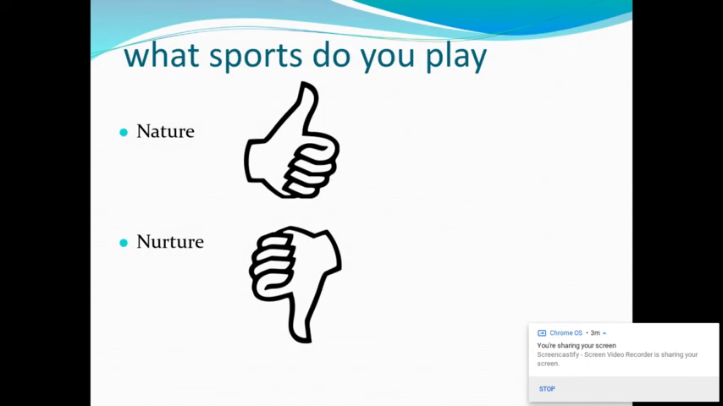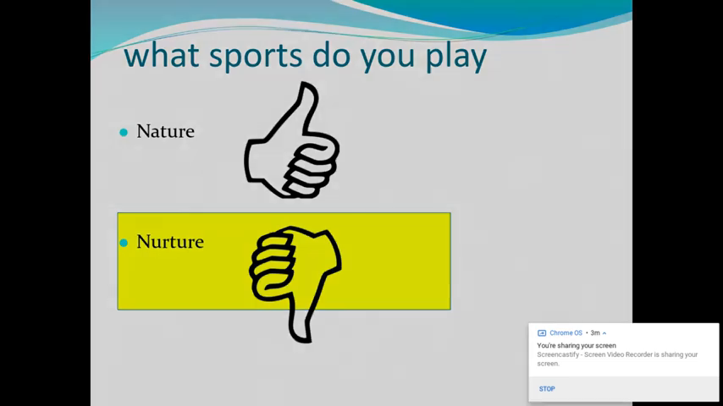What sports do you play? Is that nature or nurture? And that's going to be nurture. You could be influenced by your parents or siblings. If your parents didn't play a sport but you do, it doesn't mean that there's anything wrong. It's just a preference, that kind of thing.